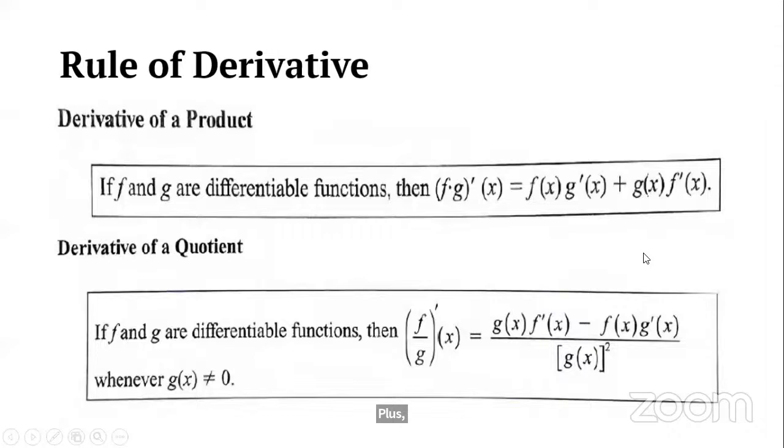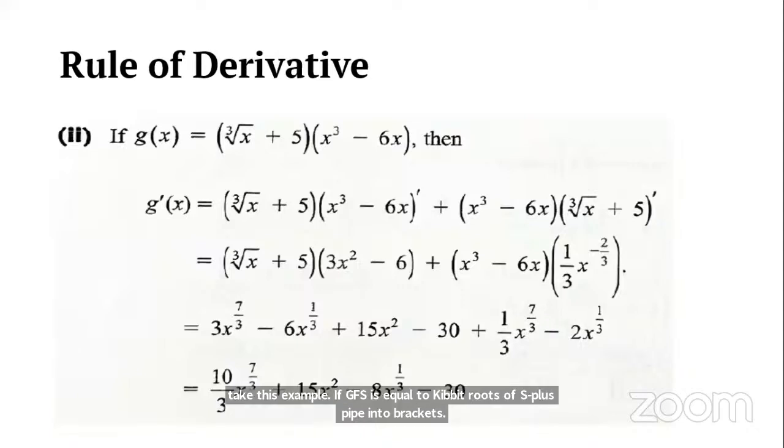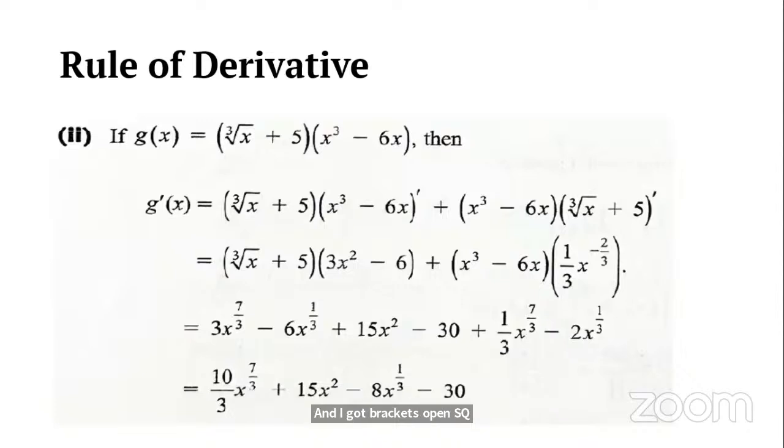Now let's try to solve some examples and see how we can apply these two derivative forms. Let's take this example. If g of s is equal to the cubic root of s plus 5, in brackets, another bracket open, s cubed minus 6s, what will be our g prime of s?